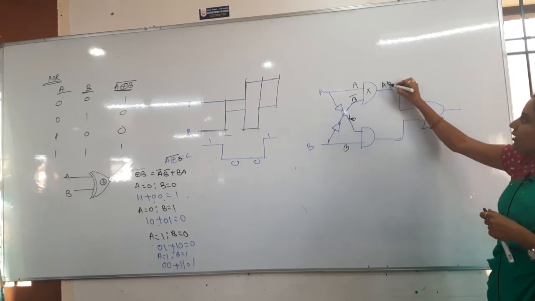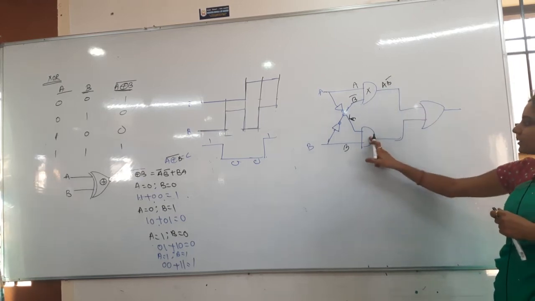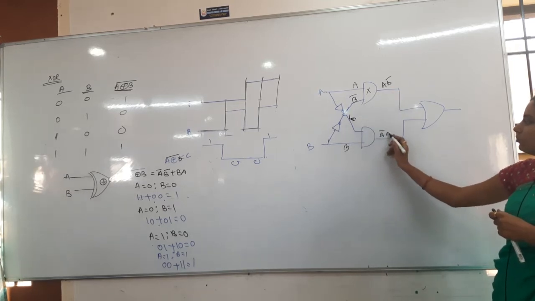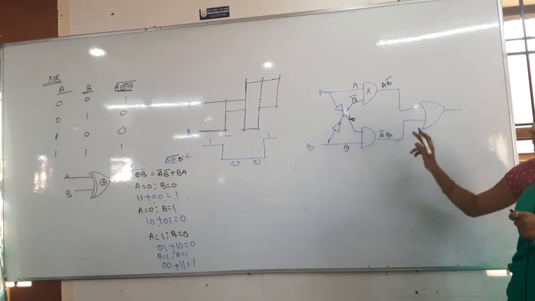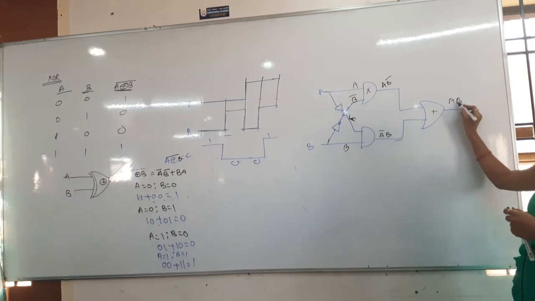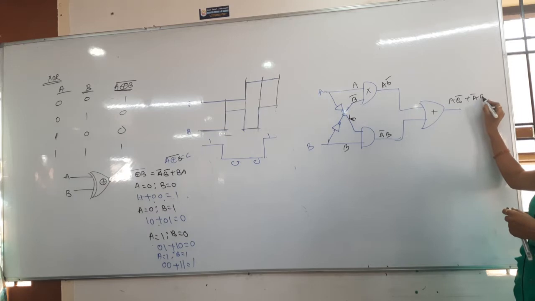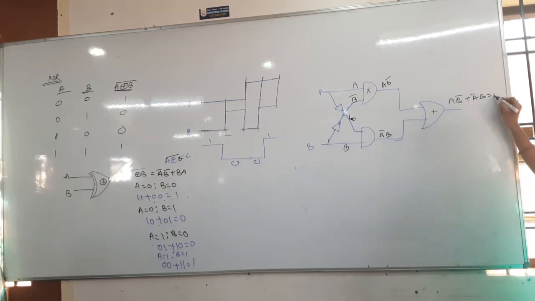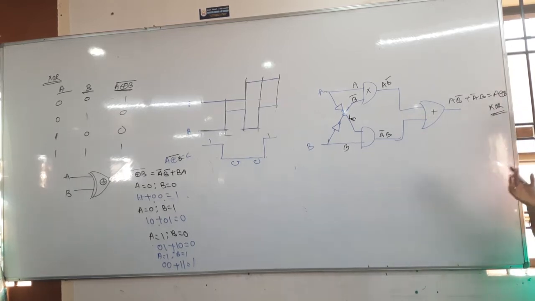So what can I write? A B bar. Here which gate again? AND gate. So one of the inputs is A bar into B. Correct? For that again which operation here? Plus. So what will we get here? A B bar plus A bar into B. So which gate is this? XOR. XOR gate. That is the answer here. That's it. That much of a complicated circuit.